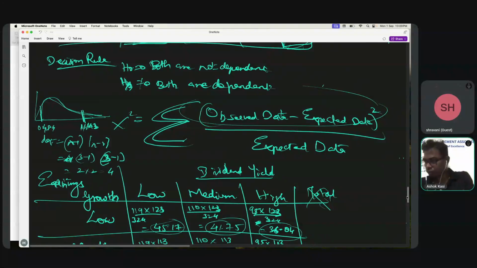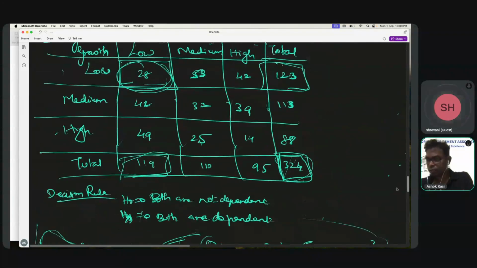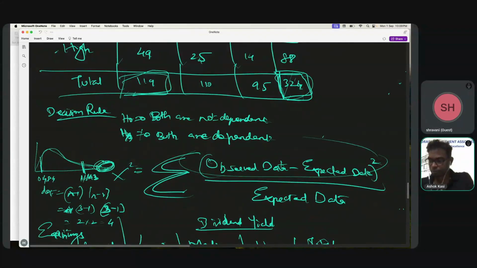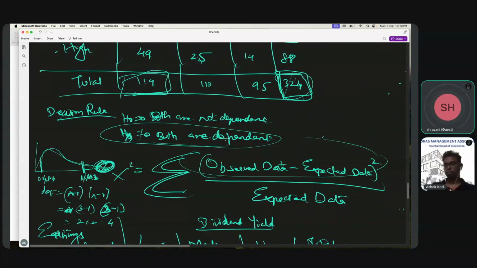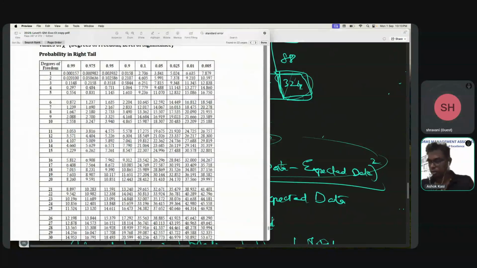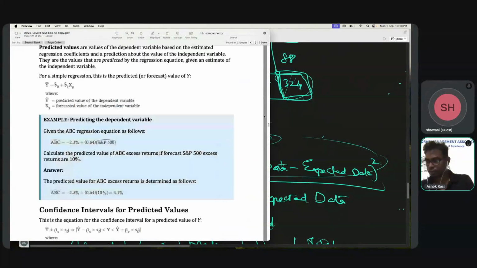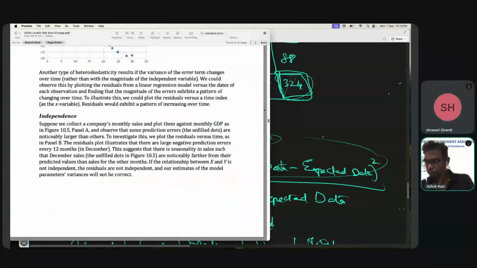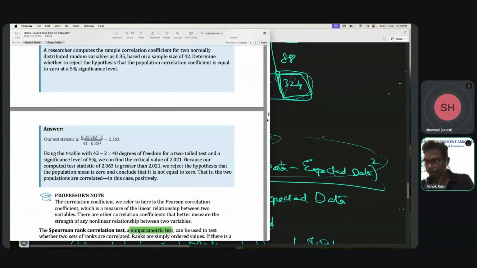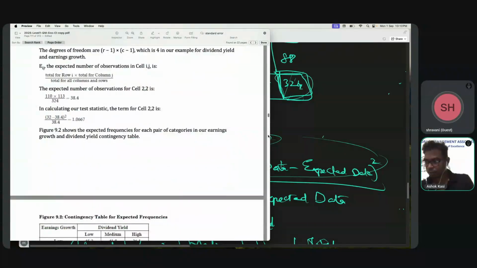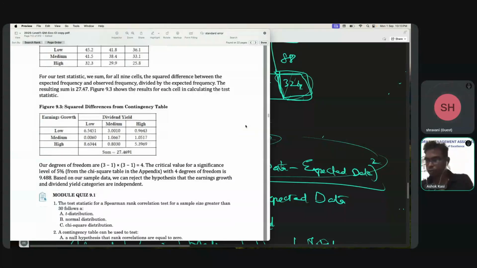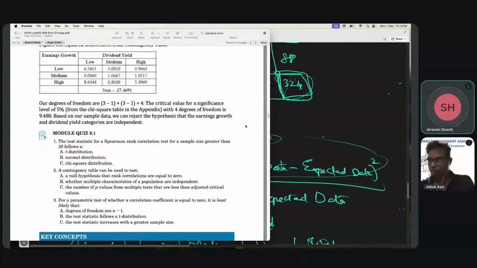Now this answer is 28, no? So 28 falls outside this range. So we will reject the null. That means they are both dependent. Understood? This is chi-square to check the independence of data. All these are non-parametric tests only.